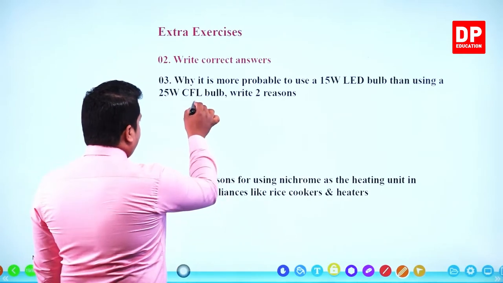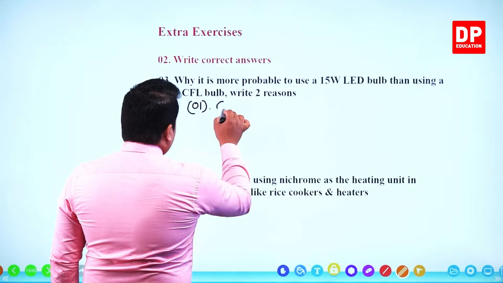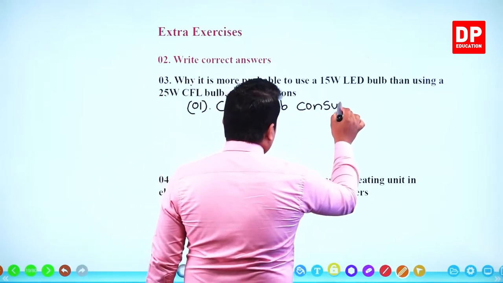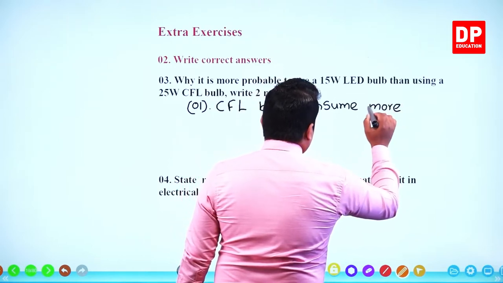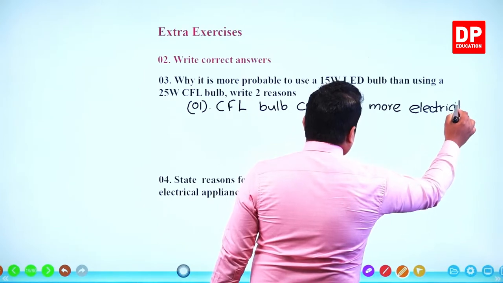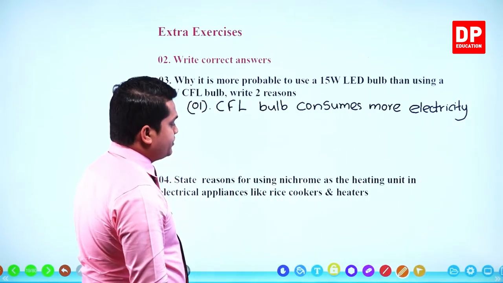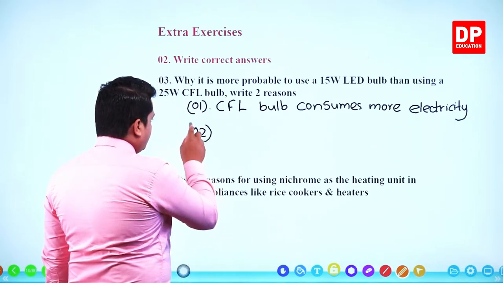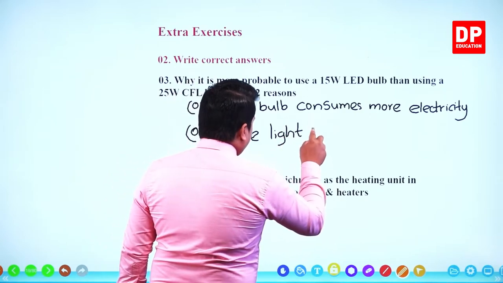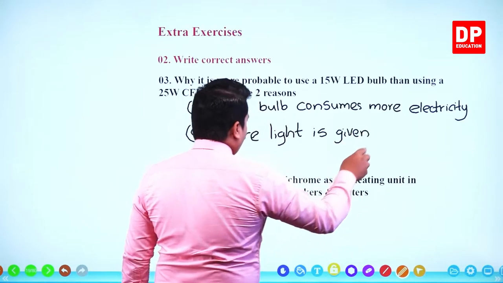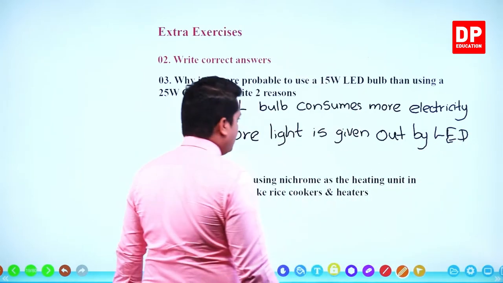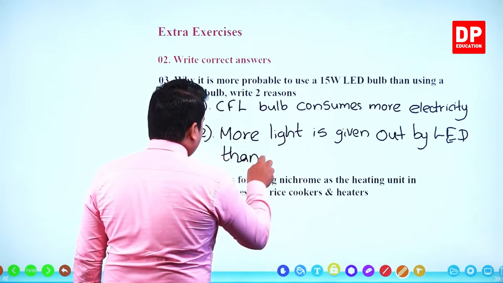So first thing is, CFL bulb consumes more electricity. Then the second one is, more light is given out by LED than the CFL bulb.